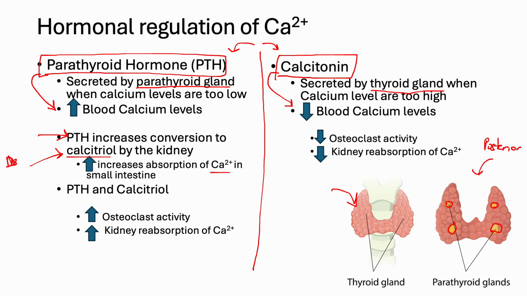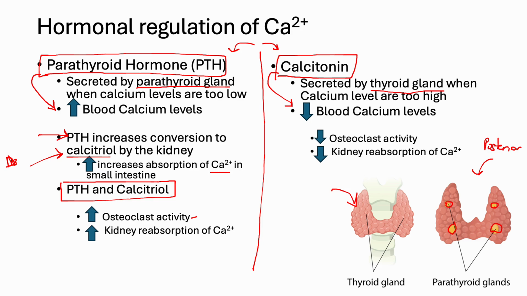Now, the two together, parathyroid hormone and calcitriol, which remember is active vitamin D3, are going to play a role in increasing our osteoclast activity. Remember, osteoclasts break down bone, right? Well, if you break down bone, you're releasing calcium, right? Because there's calcium stored in that mineral matrix. So if I break it down, I'm going to be releasing calcium salts or calcium ions into the blood.